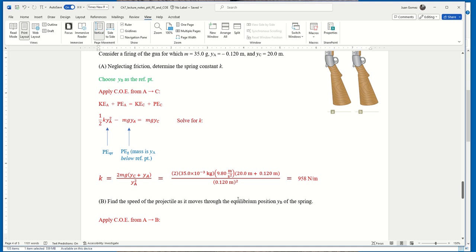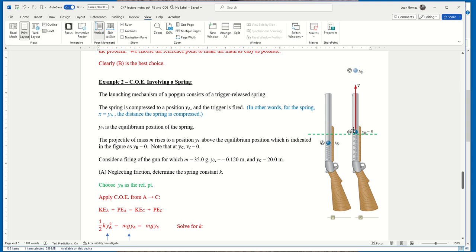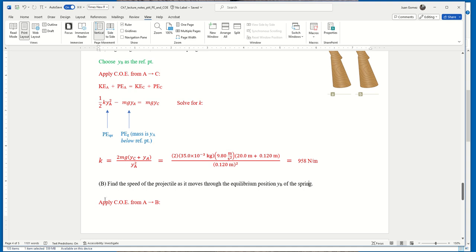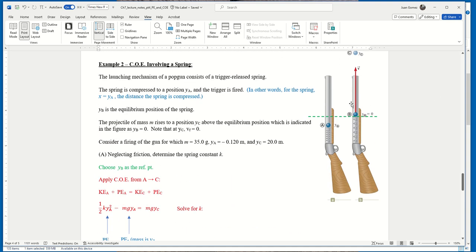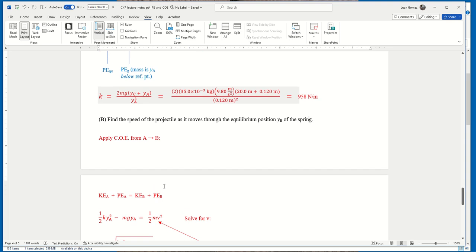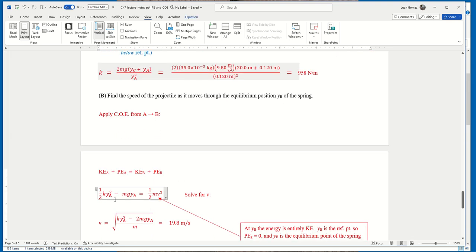Now, part B, I want to know the speed of the projectile as it moves through the position YB. When it's at position B, as it's moving through the equilibrium point, what is the speed of that projectile? Well, now I just want to apply conservation of energy, but only from A to B. Okay, so again, the left-hand side doesn't change.